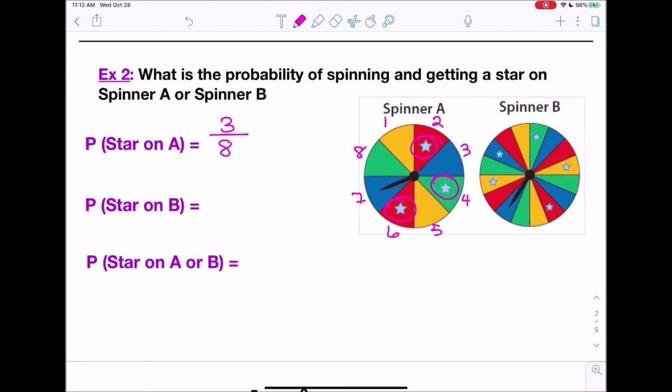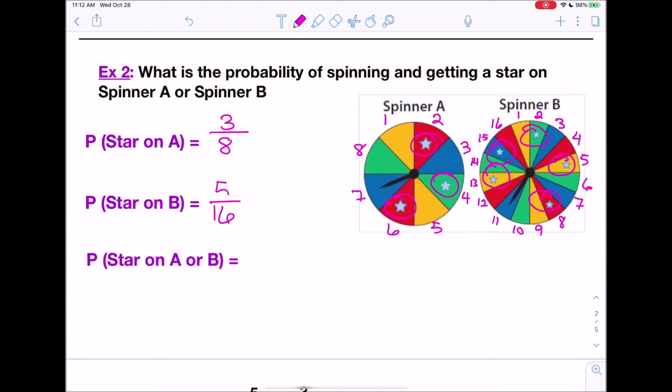All right, let's take a look at spinner B. In spinner B, we have a lot more parts to it, right? So let's go ahead and number the parts first. We have 1, 2, 3, 4, 5, 6, 7, 8, 9, 10, 11, 12, 13, 14, 15, 16. So now we have 16 parts. And out of those 16 parts, we have 1, 2, 3, 4, 5 with stars. So it's going to be 5 out of the 16 parts have stars.